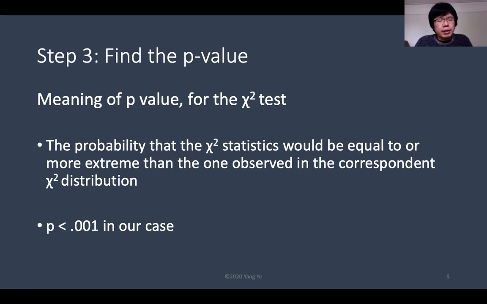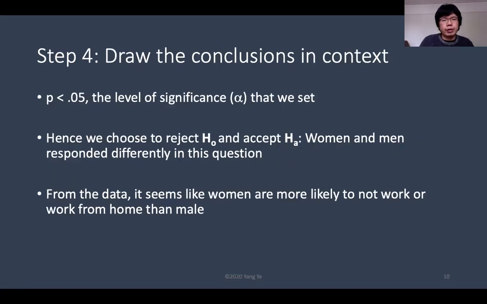So in our case, we learned that p is smaller than 0.001, so we can draw the conclusions. Because we have set the level of significance, or the alpha rate, at 0.05, and p is smaller than 0.05, we can choose to reject the null hypothesis and accept the alternative hypothesis that women and men responded differently in this question. If you further look at the data, it seems that the women are more likely to not work or work from home than men.